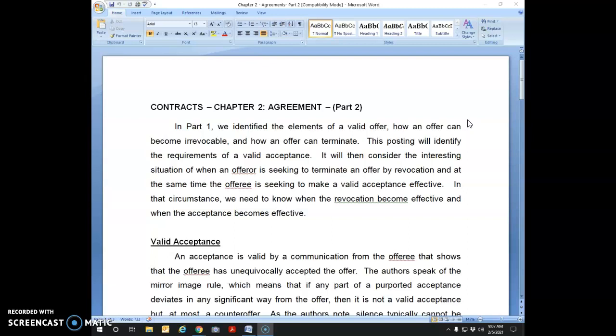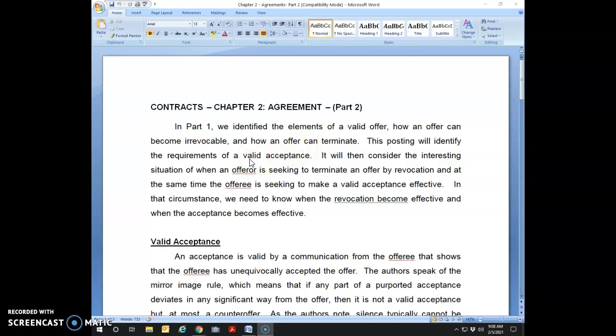In any event, our first posting that we're going to go through is Chapter 2, Agreement Part 2, and we're focusing on acceptance. We already have identified the elements of a valid offer, how an offer can become irrevocable, and how an offer can terminate. It may well be that we have a valid offer, and whether it's irrevocable or not, it hasn't been terminated, and therefore the offeree may wish to accept it. So we're looking at valid acceptance.